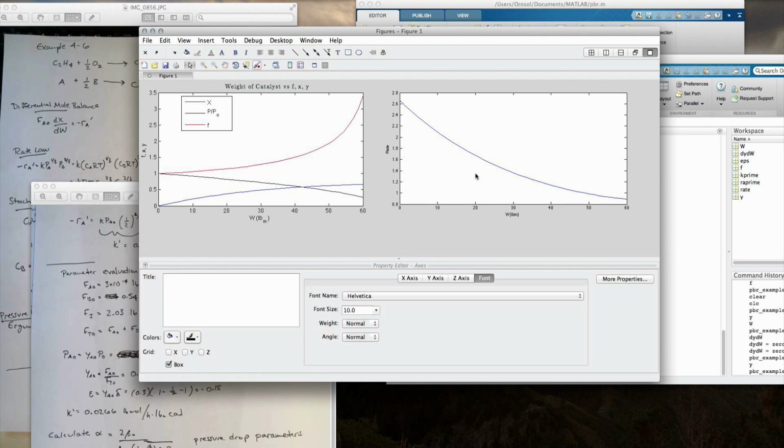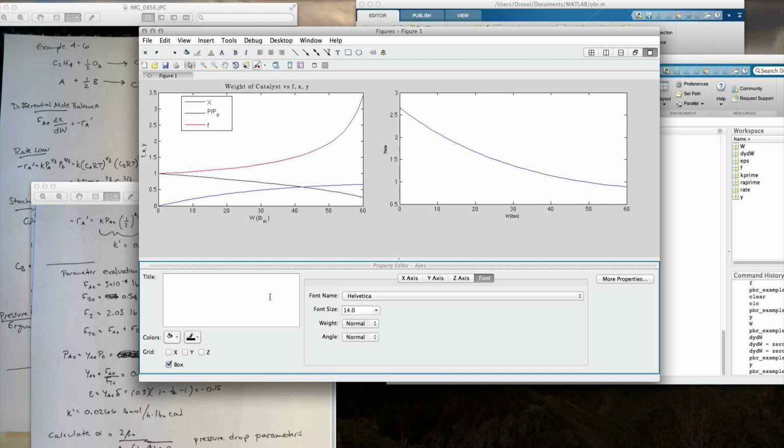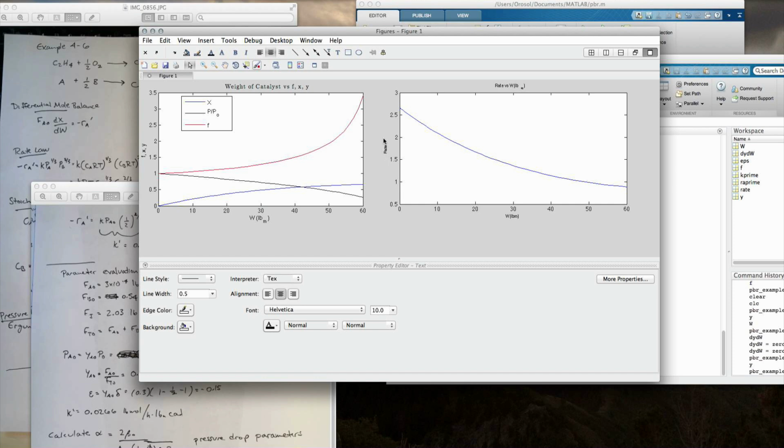Then if I go here, I can do the same thing with this plot. First of all, since I made the other one 14, I'll make this one 14. I can add a title, so rate versus weight pound m. Normally you'd want to put units on this too, but I'm not doing that right now. Just so you know, with the rate, you would normally want to put some units.